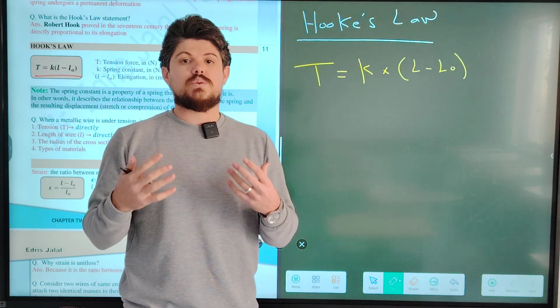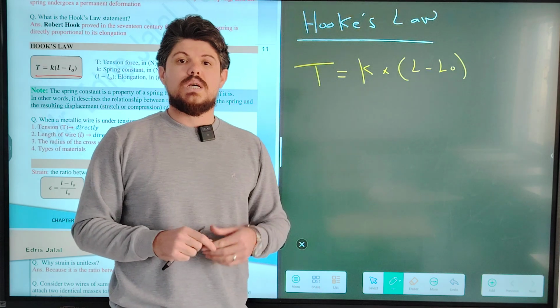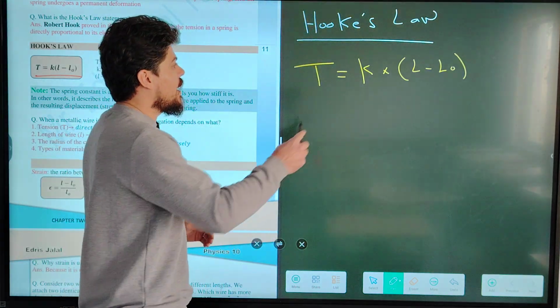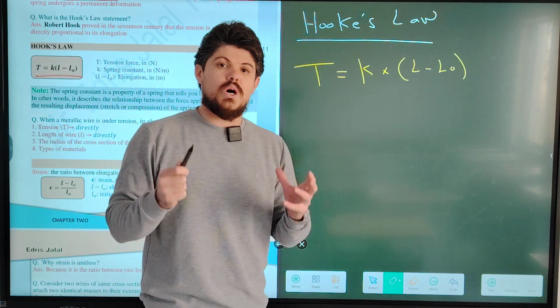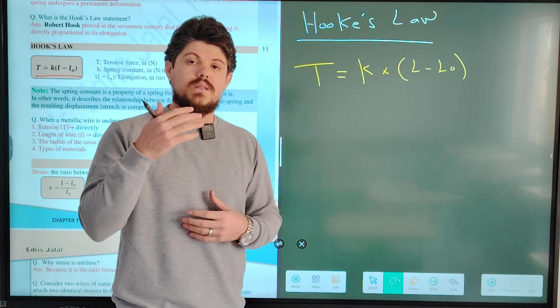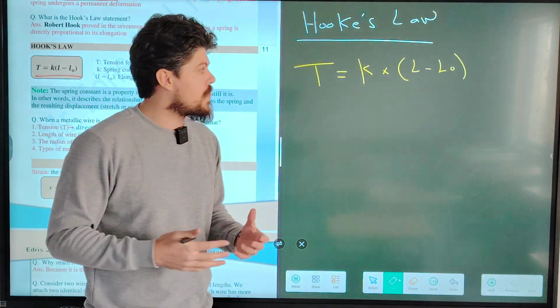More K means that the spring is very strong. Less K means that the spring is very thin and very flexible. And L minus L naught, this is the elongation, the amount of the stretching and compressing of the spring and wire under the tension.